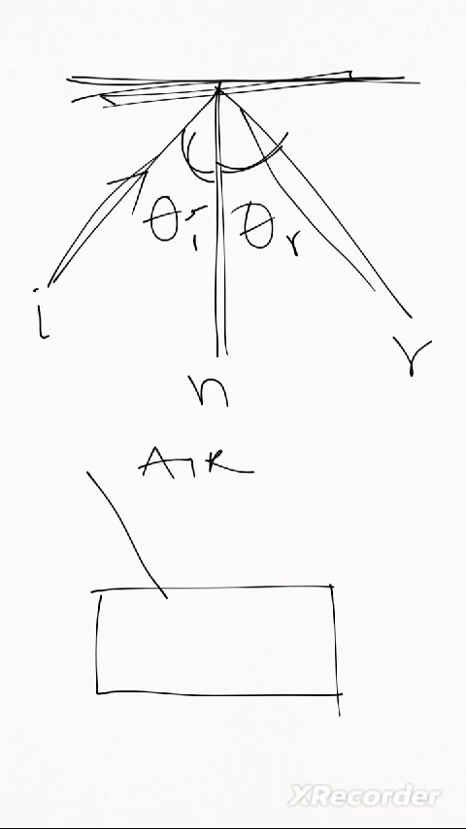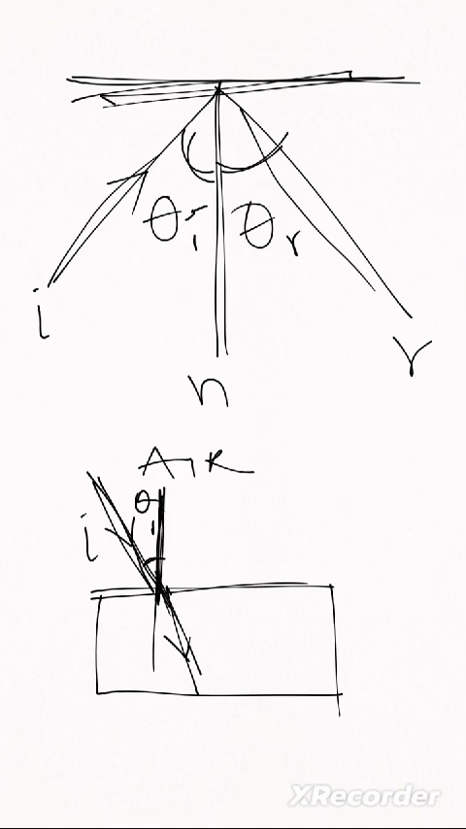This is air. If this is our incident ray, this line drawn perpendicular is called the normal, right? This place now is our angle of incidence. Okay? This place is our angle of incidence. This one here now is our refracted ray. So the first law of reflection also applies for refraction, in the sense that the incident ray, the normal, and the refracted ray all lie on the same plane.